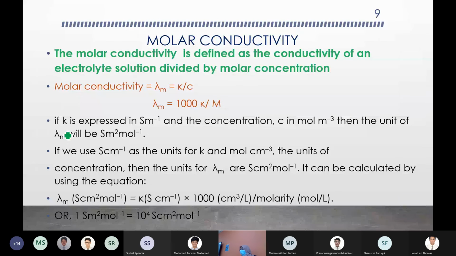Next side heading. This is more important, because you might be seeing this in the syllabus. Variation of molar conductivity on dilution.